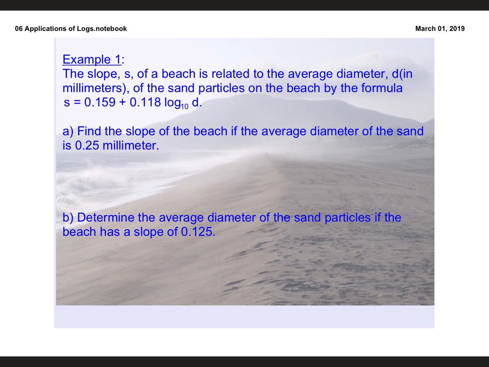On every problem today, you get a big log formula and you stick a number in. That's it. That's what you're doing today. You're sticking a number into this formula. So on that first one, it says find the slope of the beach if the average diameter of the sand is 0.25 millimeters. So I'm going to stick that 0.25 somewhere.